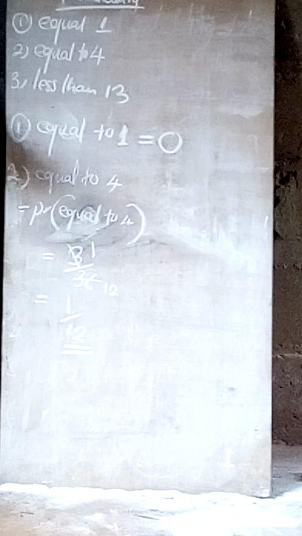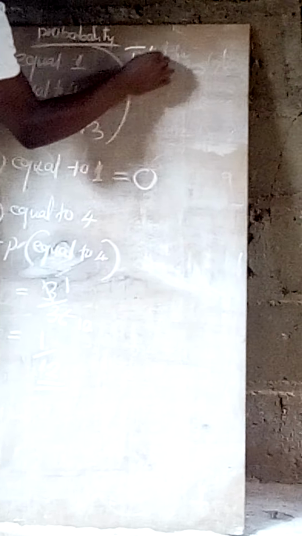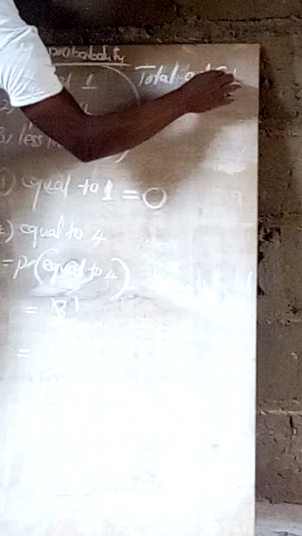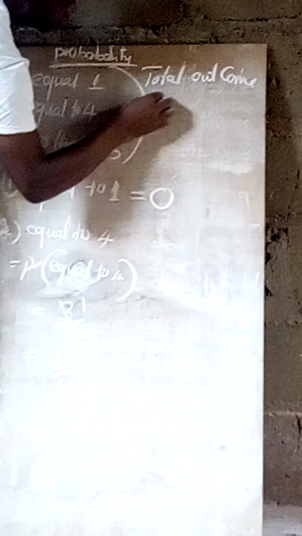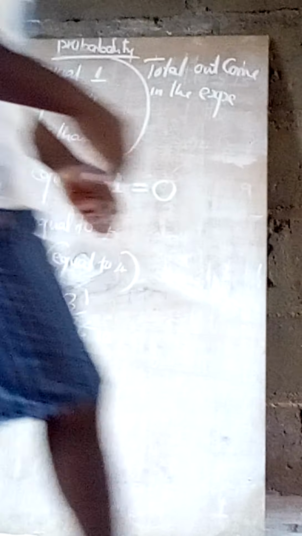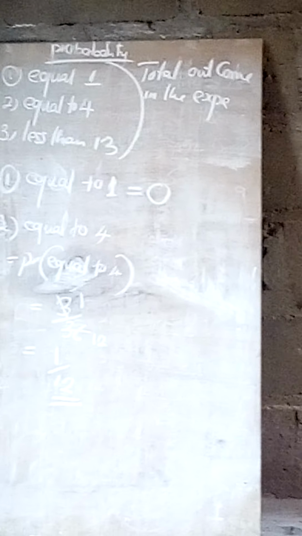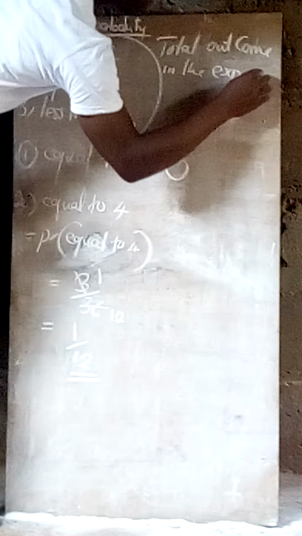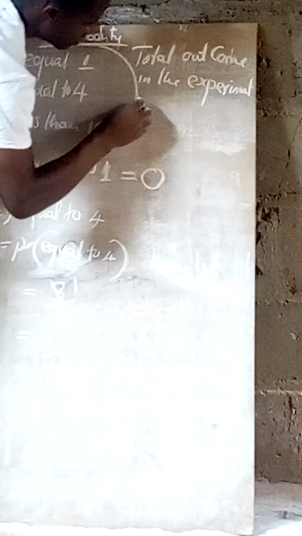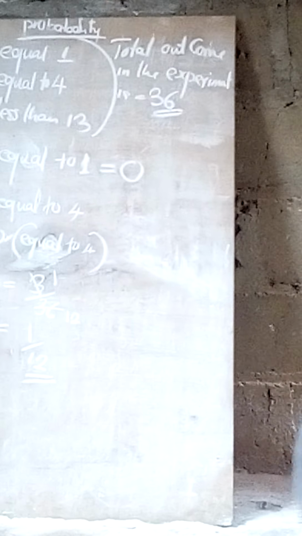You understand that? First off, write total outcome in the experiment is equal to 36. Okay. Are we there now?